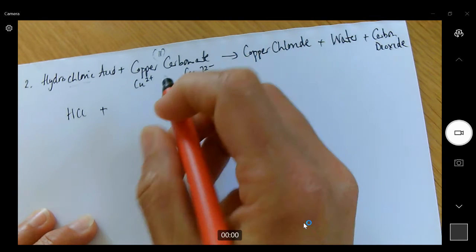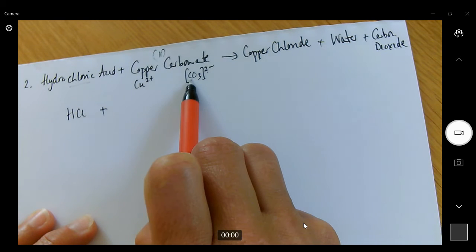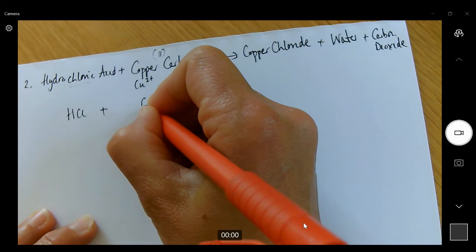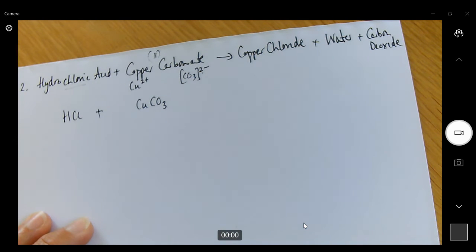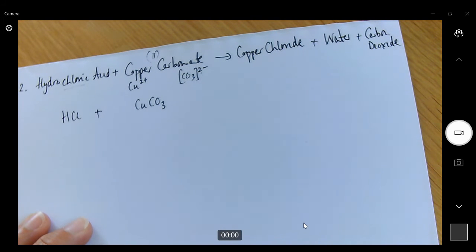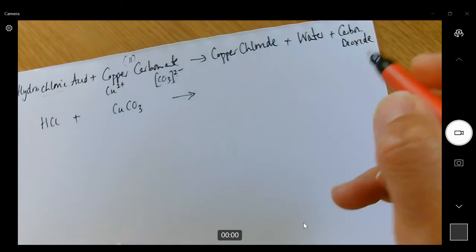So to combine these together, we've got equal charges. I've got a 2+ ion here and a 2- ion here, so we can just stick them together because the charge is balanced. CuCO3, copper carbonate. Our products.